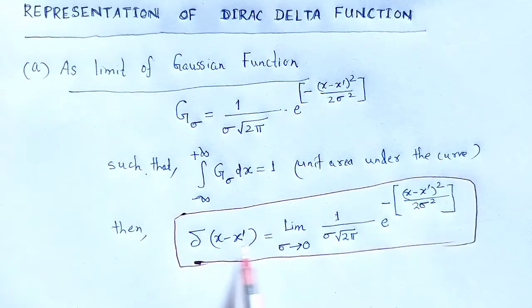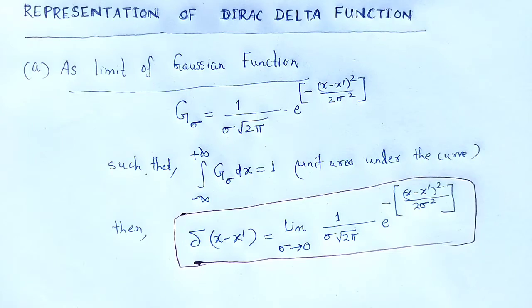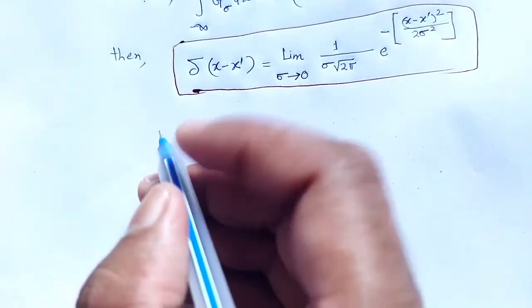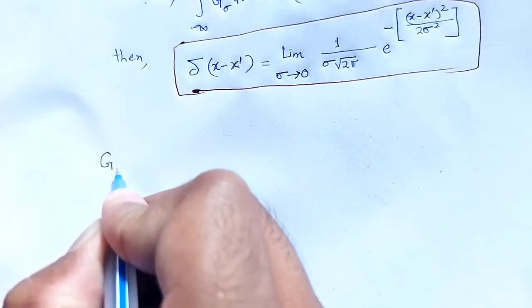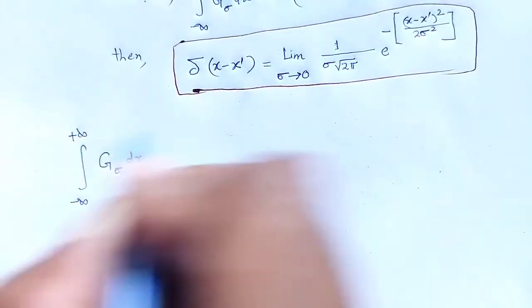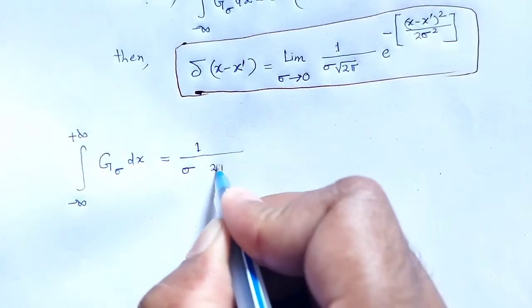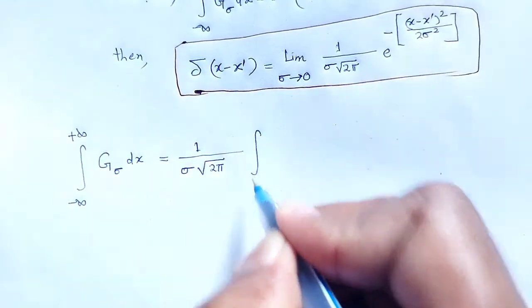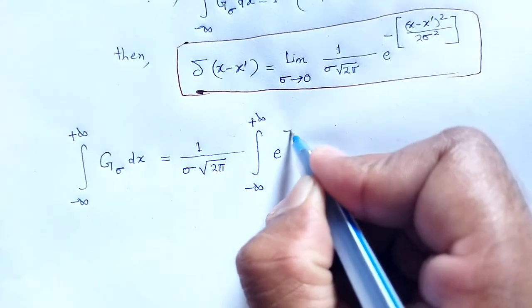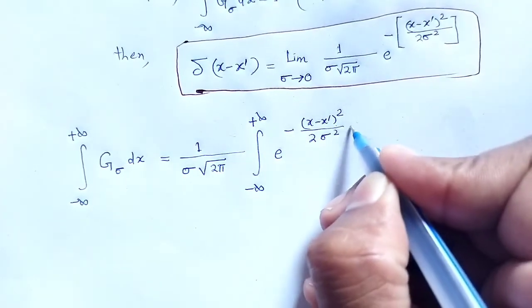Now the Dirac delta function is represented in terms of the Gaussian function. That's why, how can we prove it? Look at this. We have the Gaussian function integrated over minus infinity to plus infinity. We have 1 by sigma square root of 2 pi, integration over minus infinity to plus infinity, e to the power minus x dash square divided by 2 sigma square dx.